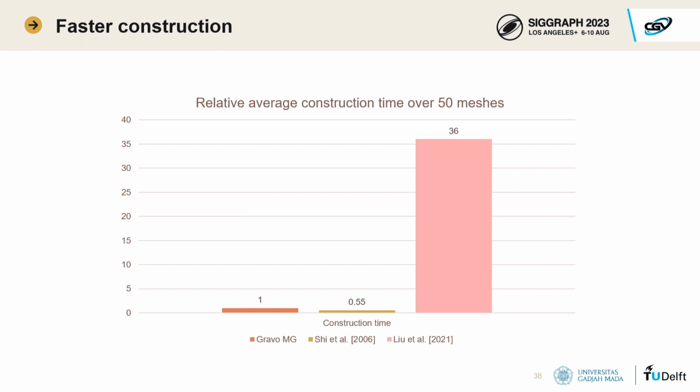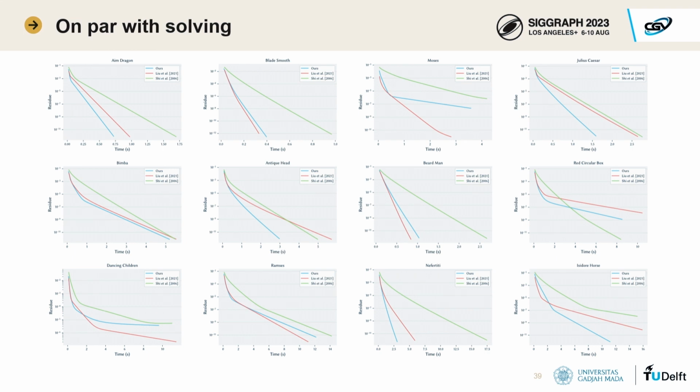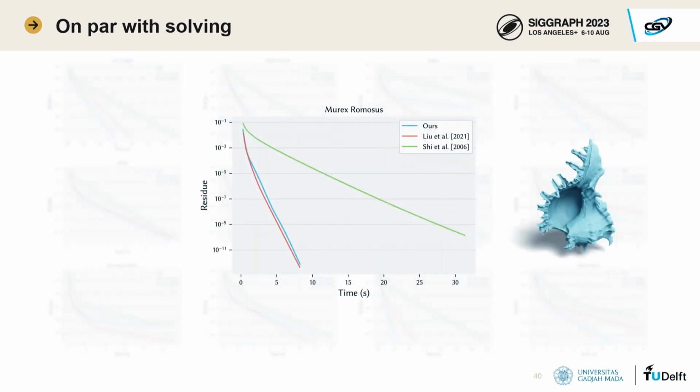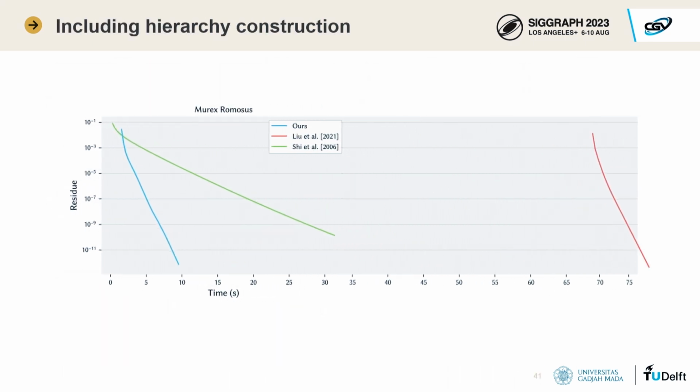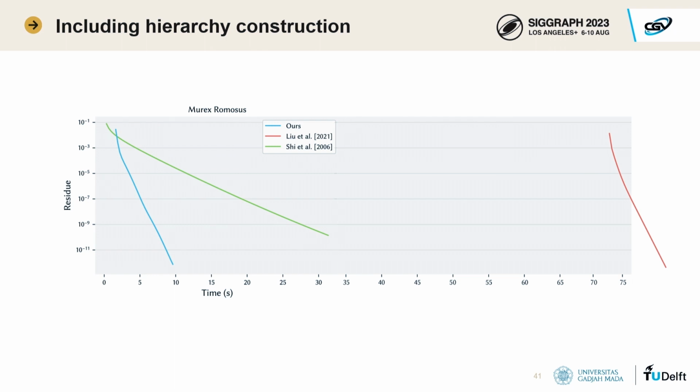Now, for some of our main findings. During construction, we're only 1.8 times slower than the graph-based approach by Shi and colleagues. But we're 36 times faster in construction than the intrinsic multigrid method by Liu and colleagues. With regards to convergence, we see similar behavior to Liu and colleagues. In our paper, we show convergence plots for a number of shapes. In many cases, the results look like this. Liu and Gravo multigrid converge very quickly, while the graph-based approach struggles. If we now include the hierarchy construction time, we see a clear benefit of using Gravo multigrid over previous approaches.